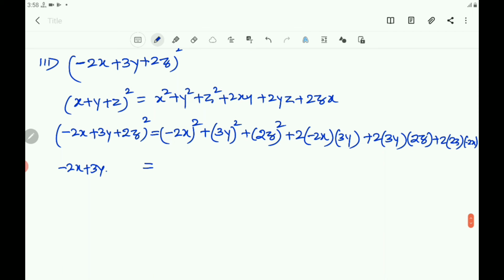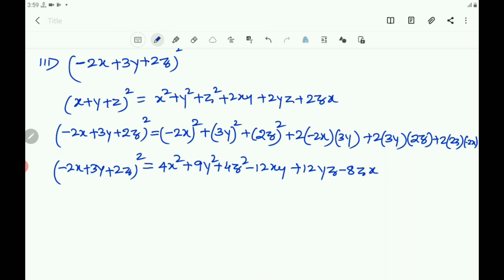Then (−2x + 3y + 2z)² equals (−2x)² is 4x², (3y)² is plus 9y², (2z)² is plus 4z², and 2 into −2 into 3, 2 twos are 4, 4 threes are 12, minus 12xy, and then 2 into 3 into 2, 2 threes are 6, 6 twos are 12, plus 12yz, and 2 twos are 4, 4 twos are 8, that is minus 8zx.